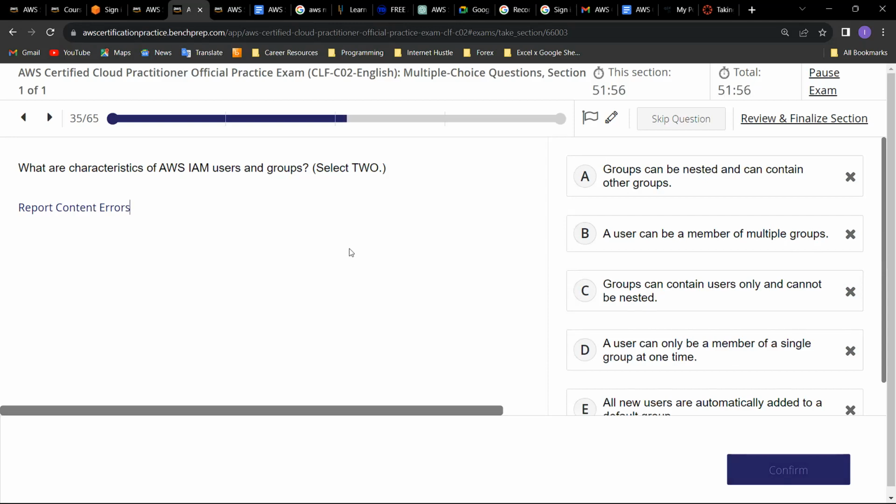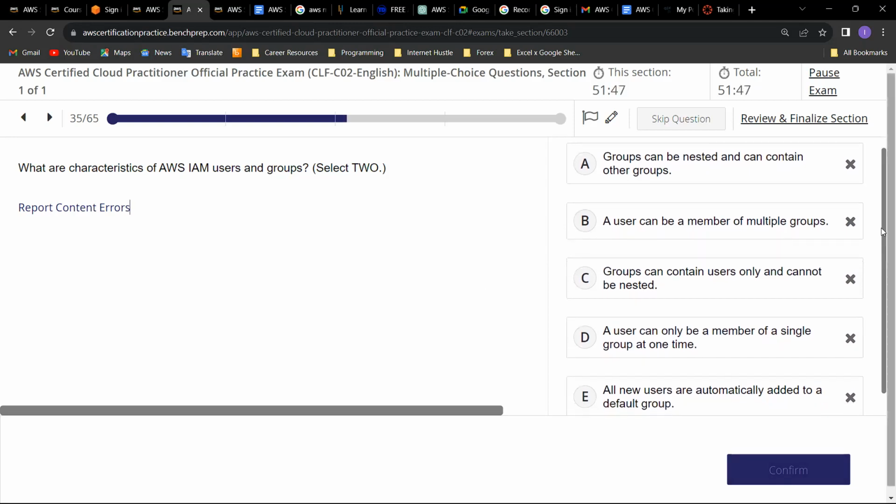What are characteristics of AWS IAM users and groups? We're selecting two. I think yesterday we had a similar question like this. We are selecting two. So B and C. A user can be a member of multiple groups. Groups can contain users only and cannot be nested. Okay, B and C.